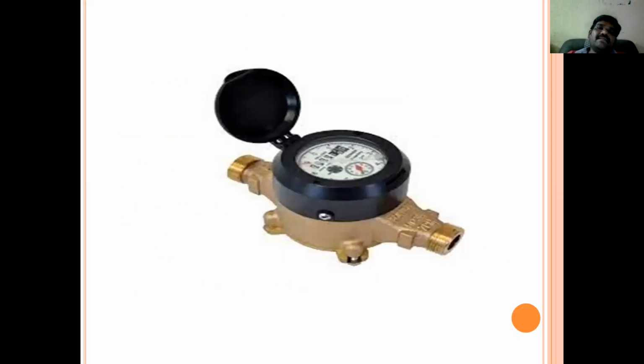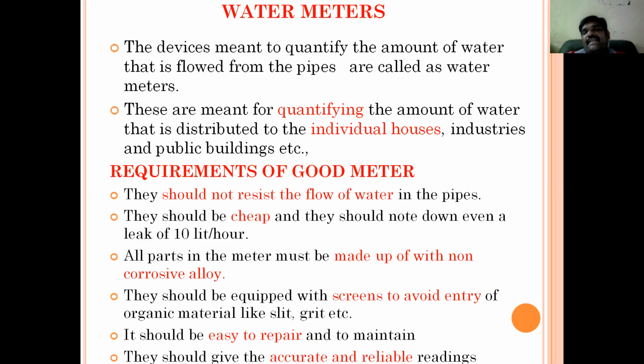This is about hydrants. And today's topic is water meters and hydrants. Water meters are meant to quantify the amount of water that is supplied or consumed by the consumer. Requirements: non-corrosive, available at minimum cost, and able to detect even small leakages. They should quantify a small amount of leakage or a small amount of water supplied through the pipelines.